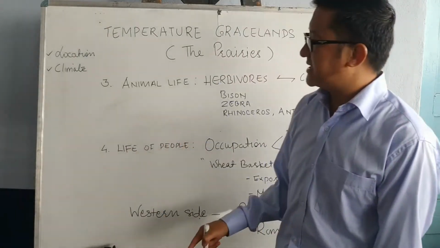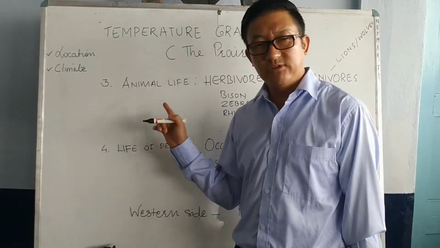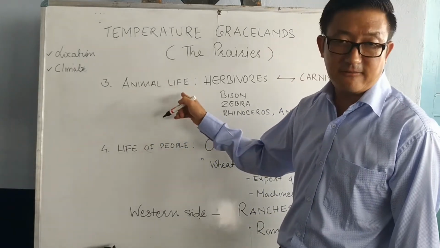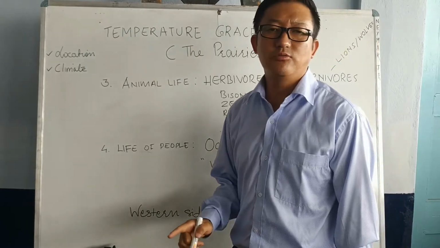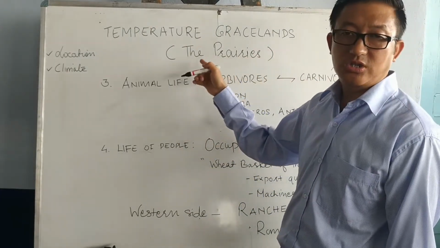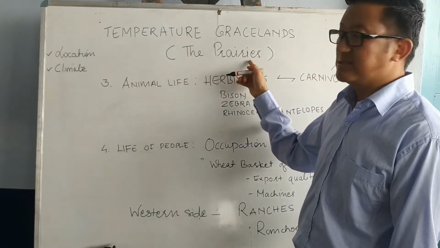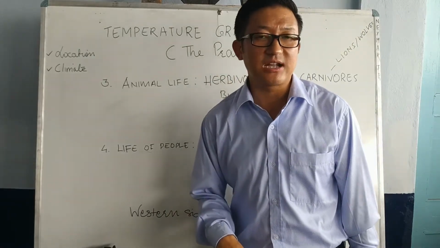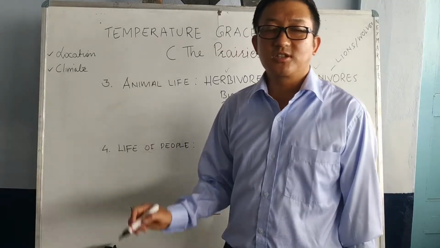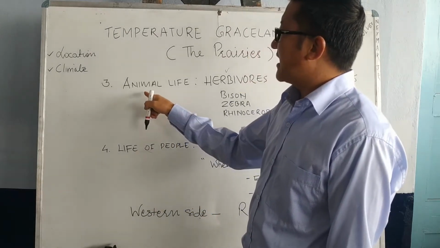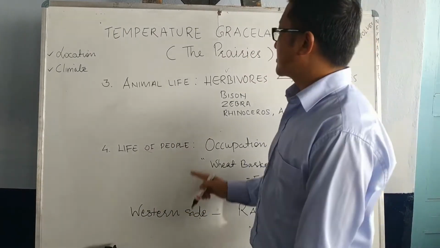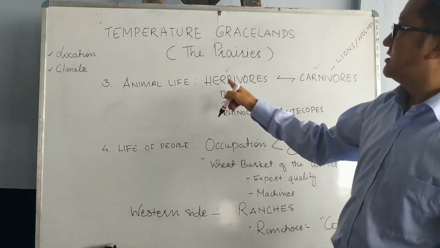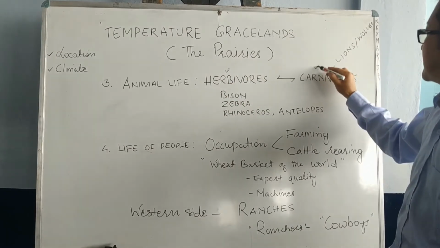All right. Now today we will study the third subtopic, that is the animal life. What kind of animals do we get in this region, the prairies? Prairies are the grasslands that are found in North American countries. So the third subtopic is animal life. Now I have written these two vocabulary words here.